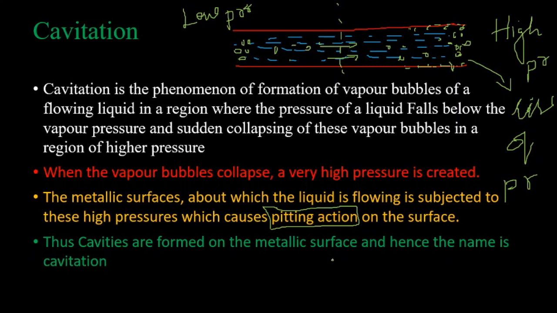Okay. So the bubbles of these vapors are carried by the flowing liquid into the region of high pressure where they collapse, giving rise to high impact pressure. The pressure developed by the collapsing bubbles is so high that the material from the adjoining boundaries gets eroded, and cavities are formed. This process is known as cavitation.